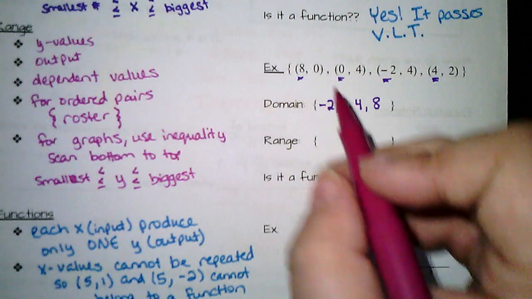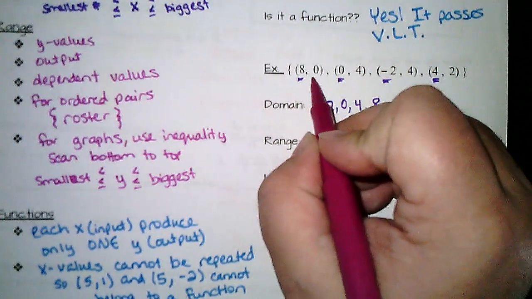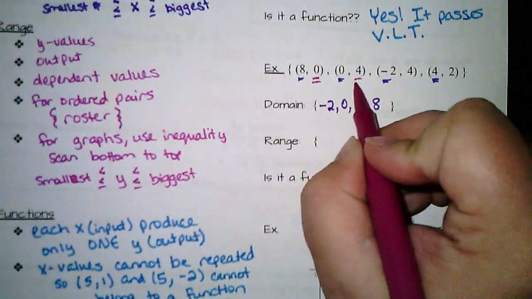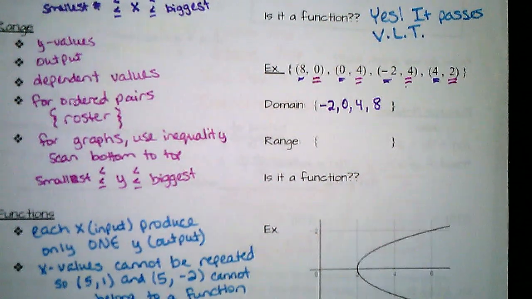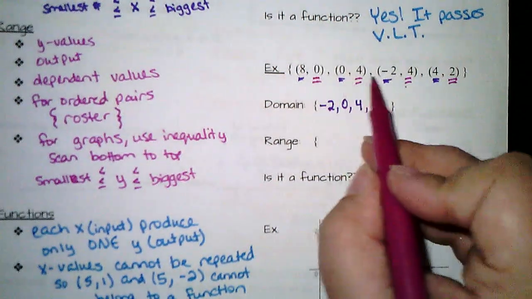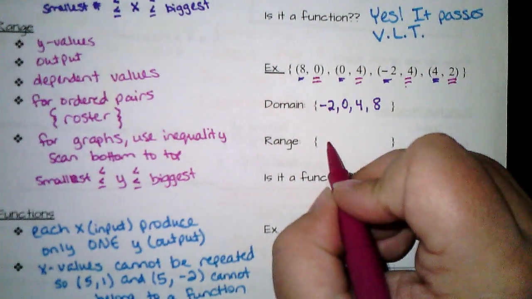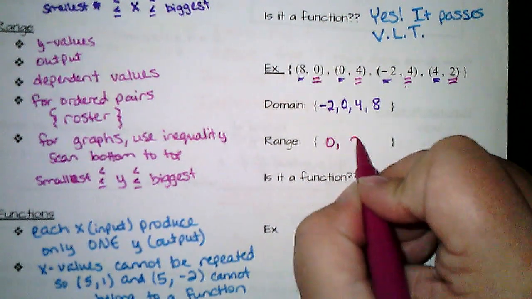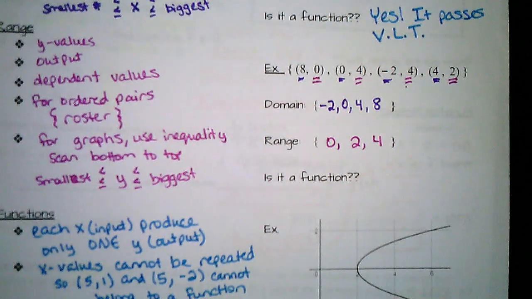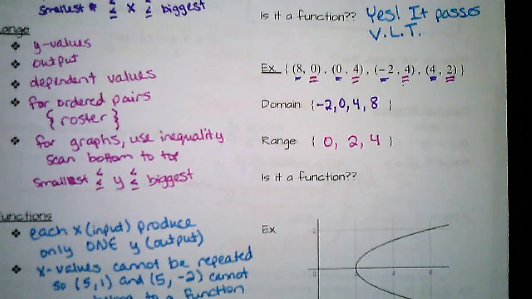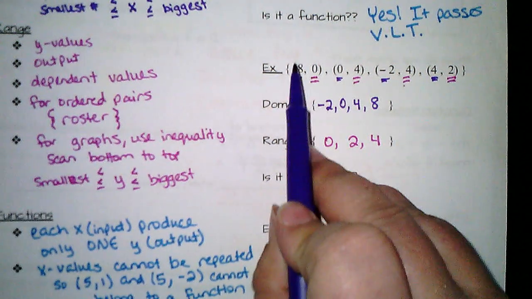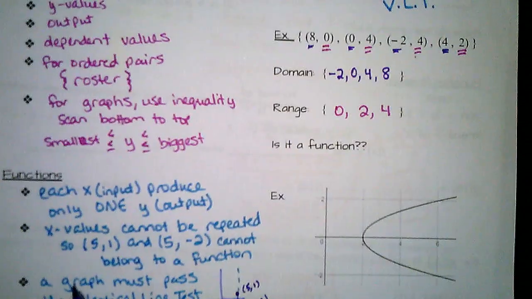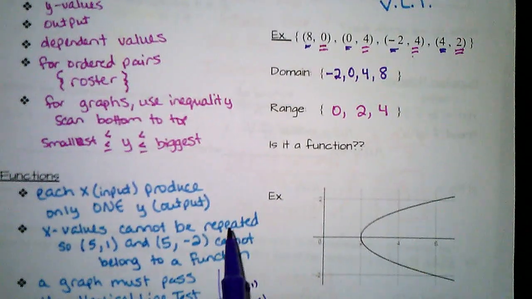Now, to do range, I'm not going to use the x values. I'm going to use the y values. Looks like my smallest one here is 0. So 0, 2, and 4. So that's my range. Now, is this a function? Well, to tell if it's a function, I need to look at this. So my first x value is 8. To tell if it's a function, the x values cannot be repeated.